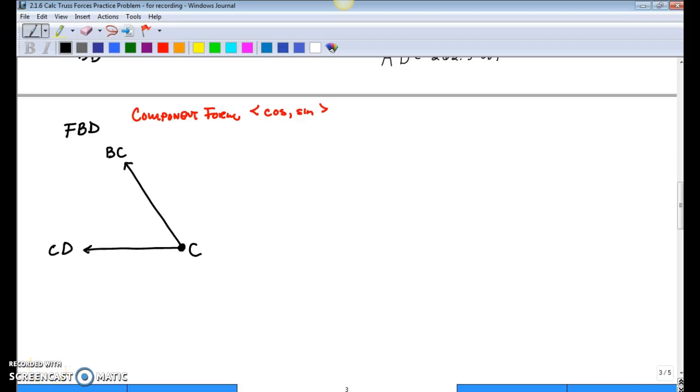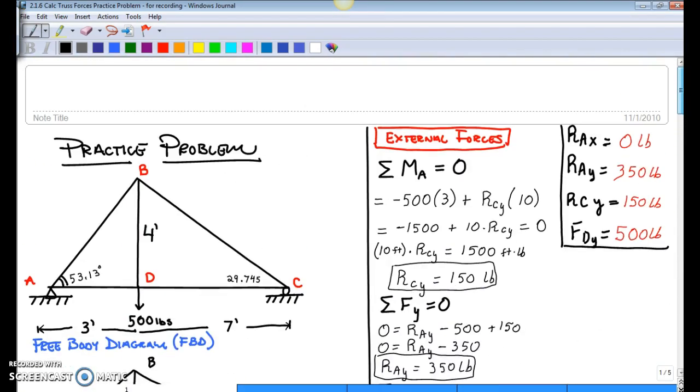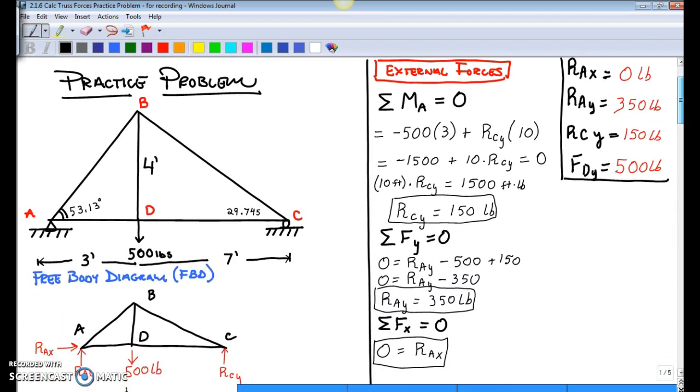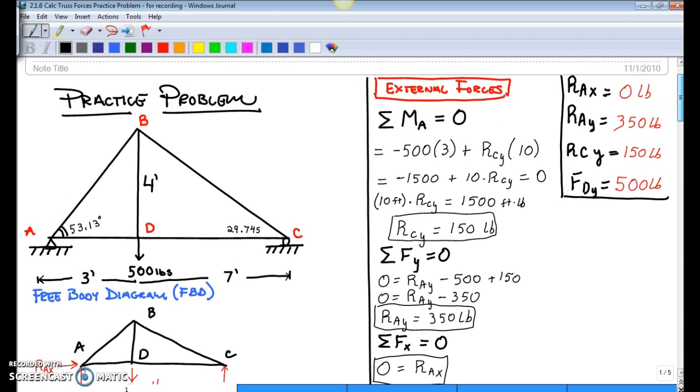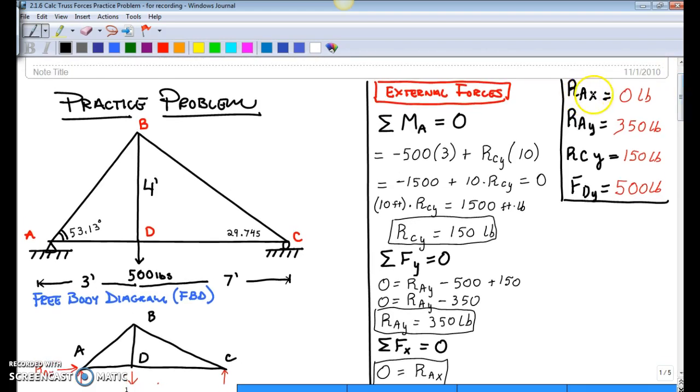Alright, part 3 of this 2.1.6 truss force practice problem. We're doing the rest of the internal forces on the members. Just to recap, part 1 was external forces using our reaction forces and the known values. We found all the reaction forces and all those external forces, R, A, X, Y, and so on. We put them in a nice neat table.